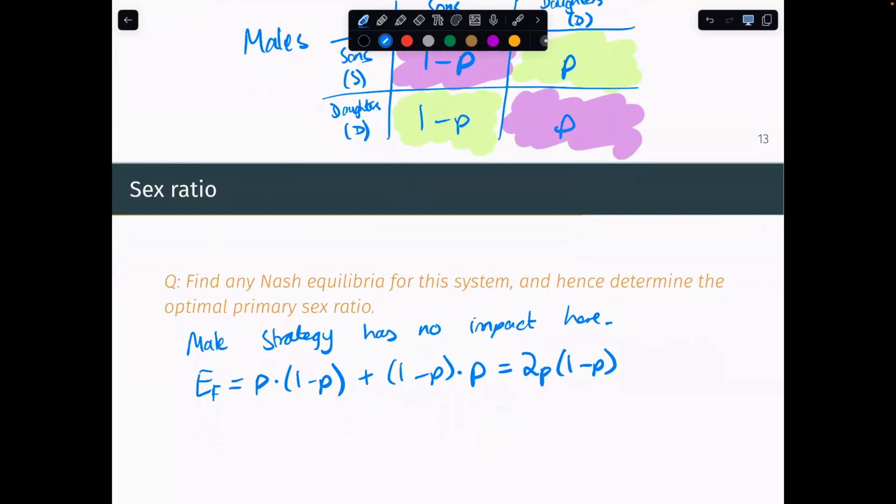And they're producing daughters at a rate 1 minus P. So this P is the only variable that we have here. It's confusing because P both features in the payoff, but also P is the frequency that they're producing males or females at. Okay.